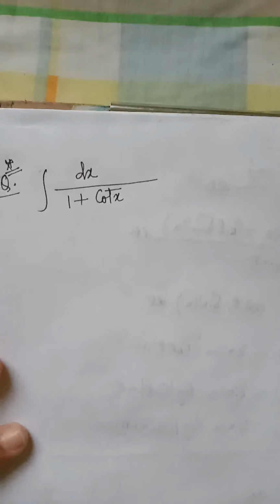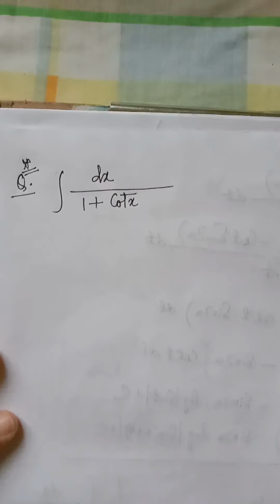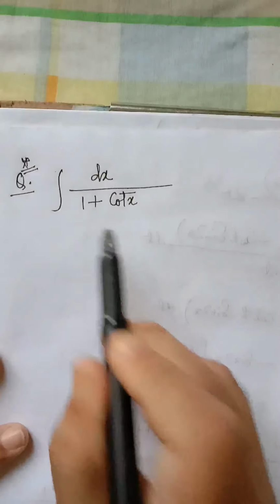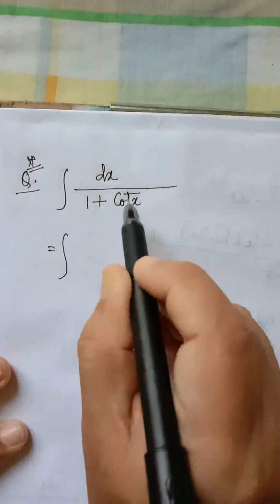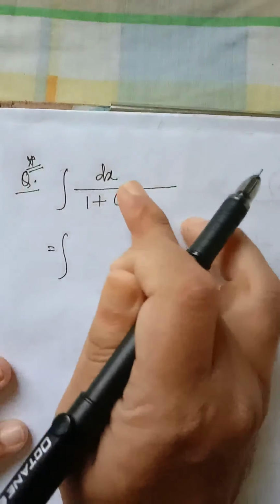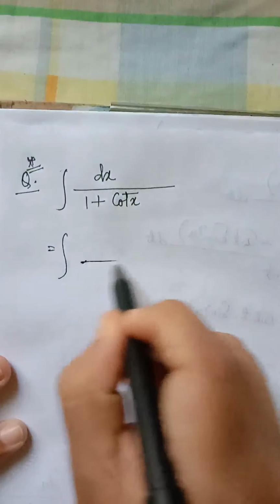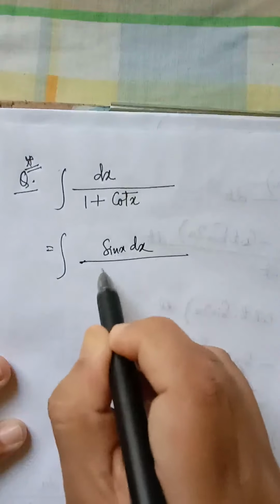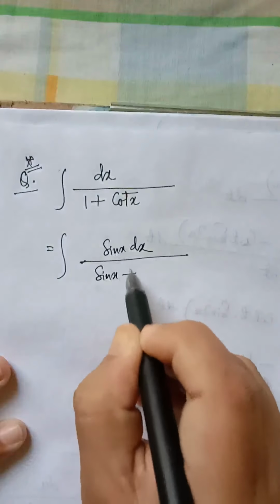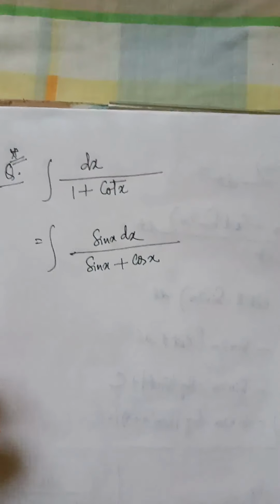Next, to integrate dx by 1 plus cot x. This is an important question: dx by 1 plus cot x. Our first step will be to break cot in terms of cos and sine. If we write cot x equal to cos x by sin x, and take the LCM, it will be sin x dx by sin x plus cos x. This is our first step.